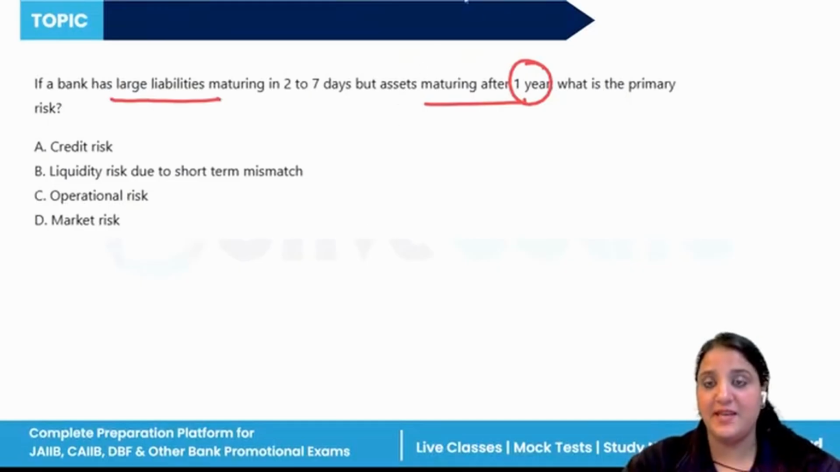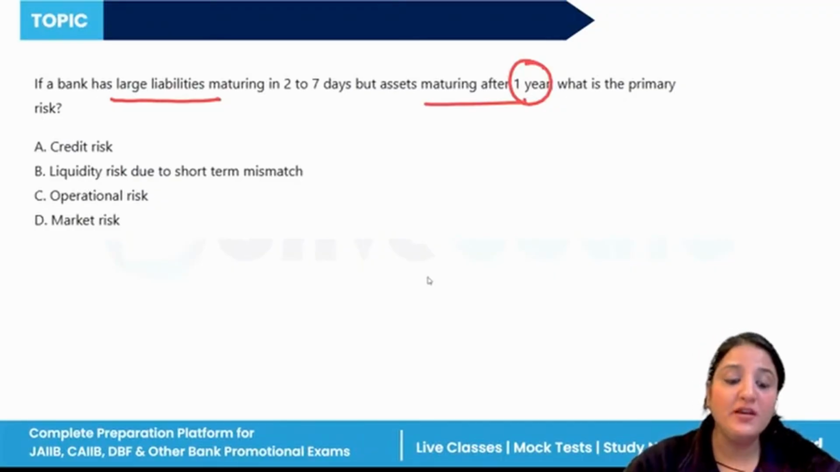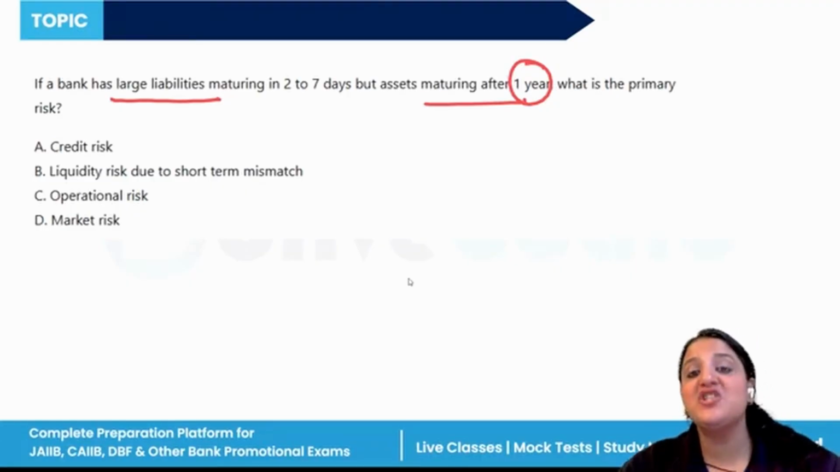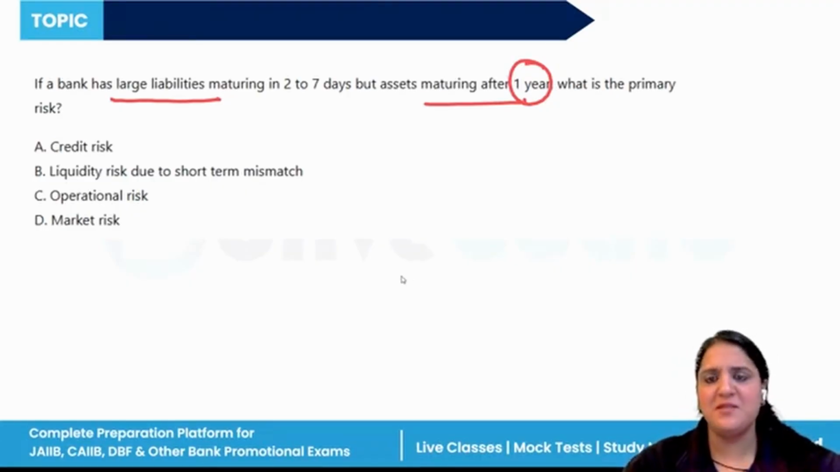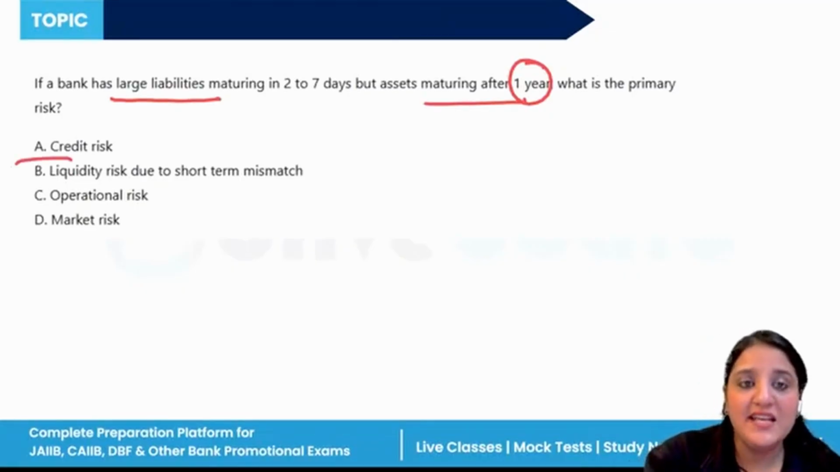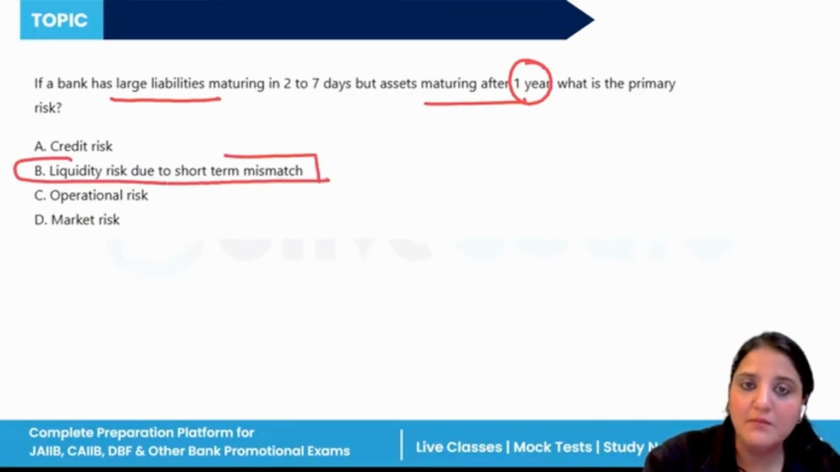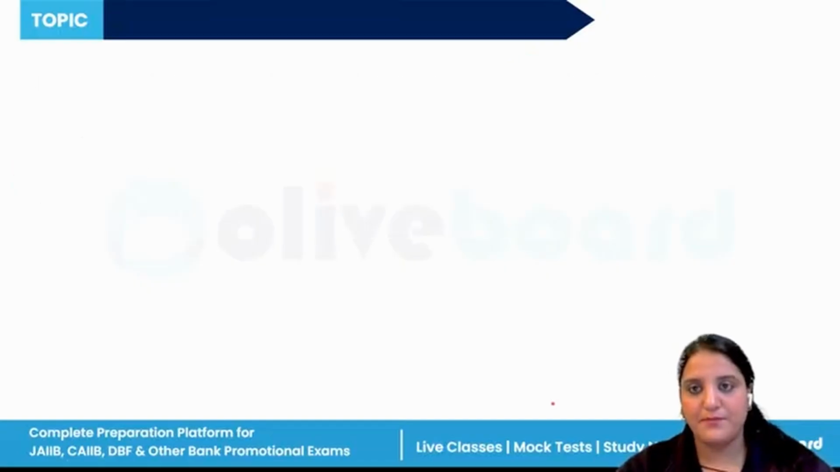One and only risk in this type of condition is liquidity risk due to short-term mismatch. Why? Because the liabilities must be paid soon. The asset will generate cash much later. And this type of mismatch creates liquidity pressure. So it is a liquidity risk. Simple, it is called liquidity risk due to short-term mismatch.